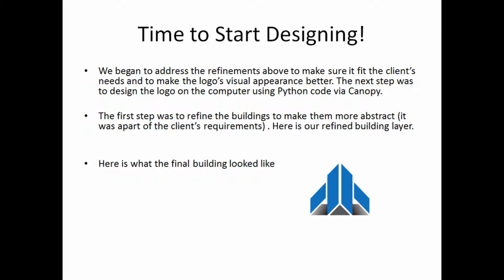We began to address the refinements above to make sure it fit the client's needs and to make the logo's visual appearance look better. The next step was to design the logo on the computer using Python code via Canopy. The first step was to refine the buildings to make them more abstract. It was a part of the client's requirements. Here's our refined building layer.